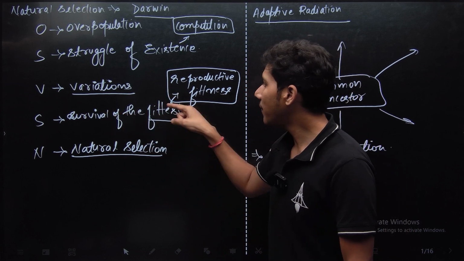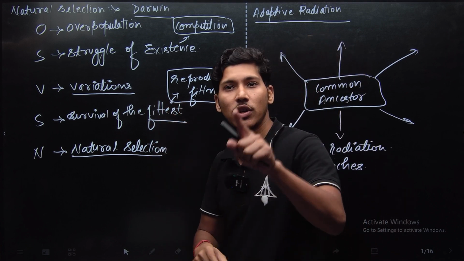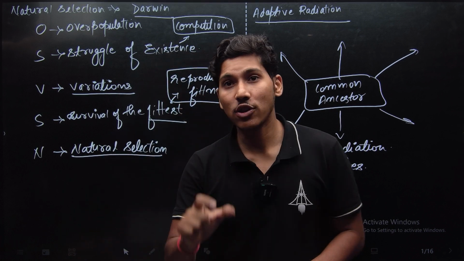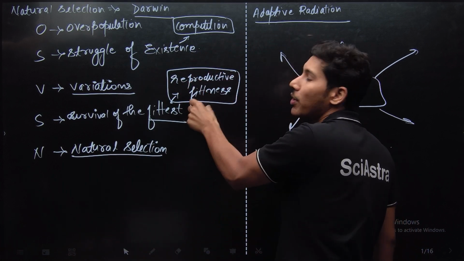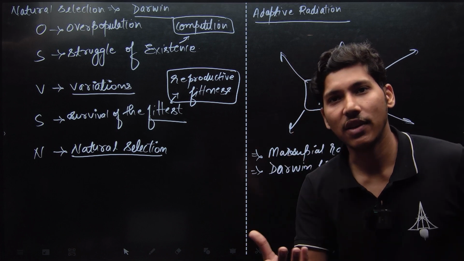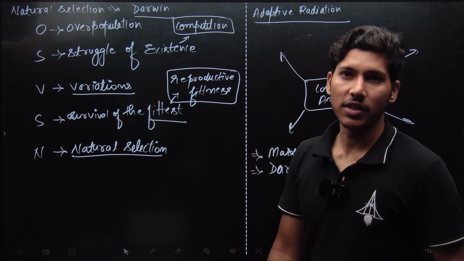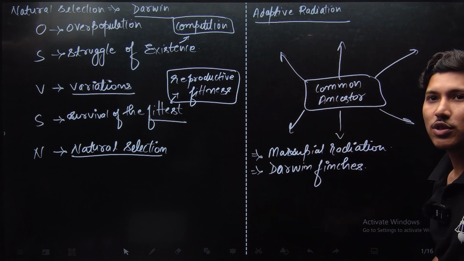So survival of the fittest. Whenever we say survival of the fittest, the term fittest does not actually mean that the person is physically strong. It actually tells us that the individual is reproductively fit or reproductively active or is able to produce progeny. Okay, this is Darwin's theory of natural selection.